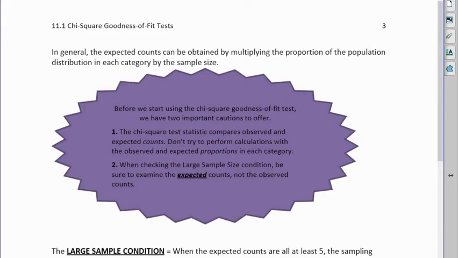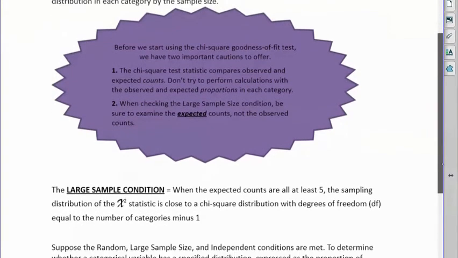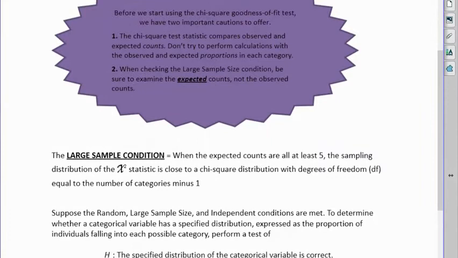In general, your expected counts are going to be obtained by multiplying the proportion from the population distribution by the sample size. For example, we had 24% blue. We're going to multiply that 0.24 times the sample size of 60, and it'll tell us how many blues you would expect. If there were 24%, how many blues would you be expecting out of a 60 candy bag?